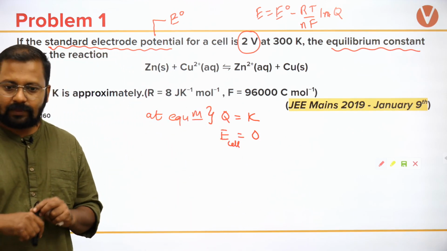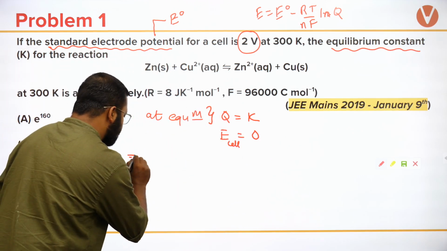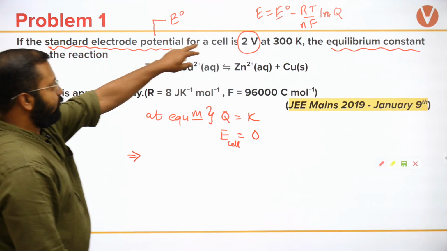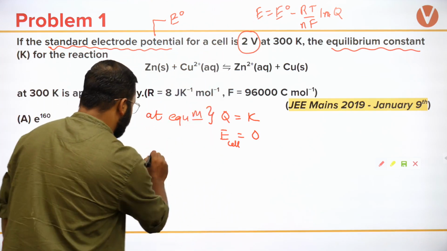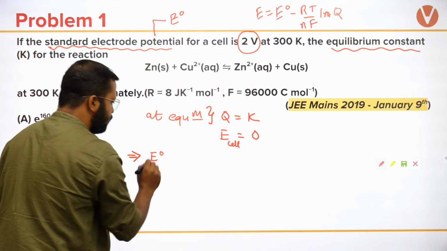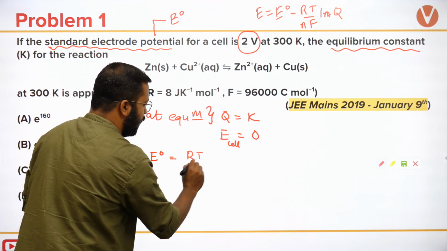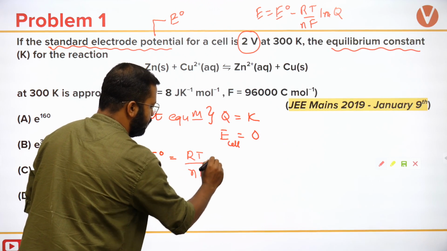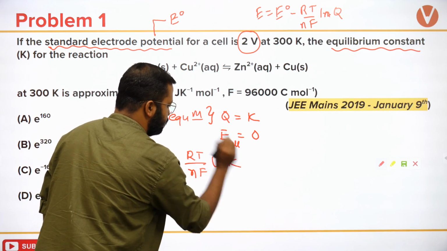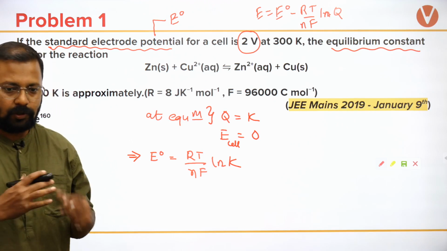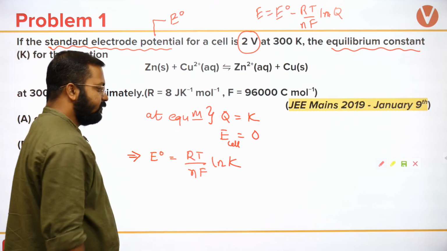Okay, now how do we write this? If E is equal to 0, I will write it as E naught, which is equal to RT by NF ln K. Cool?